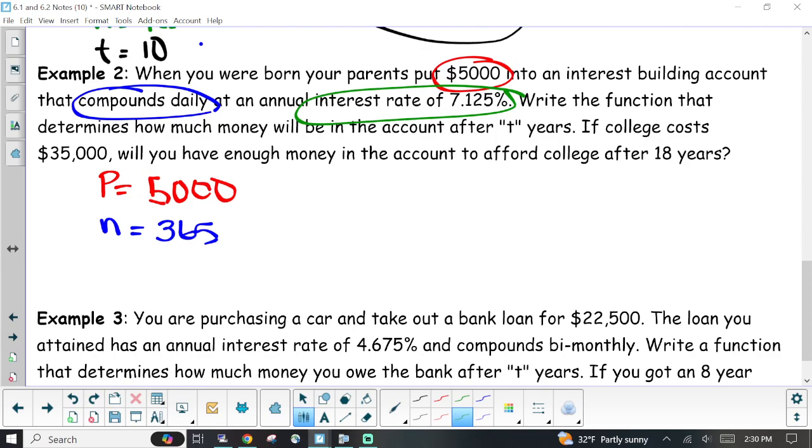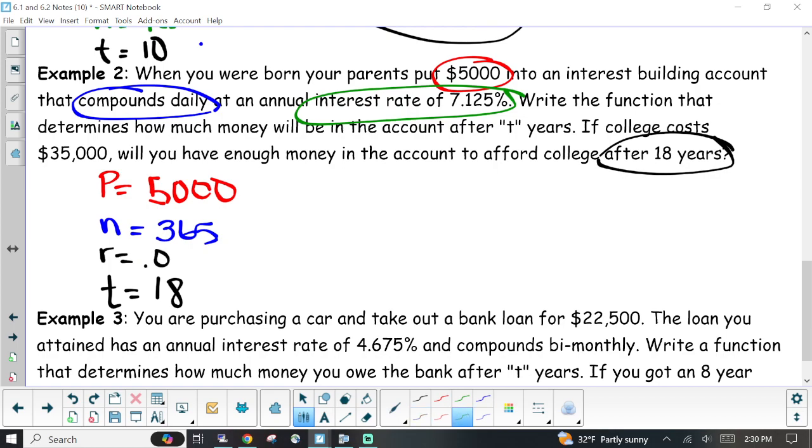So if we keep reading: write the function that determines how much money will be in the account after 2 years. If college costs $35,000, will you have enough to be able to afford it in 18 years? Well, first off, I see 18 years. That tells me my time, 18. And then my rate, 7.125. Why aren't you highlighting that?